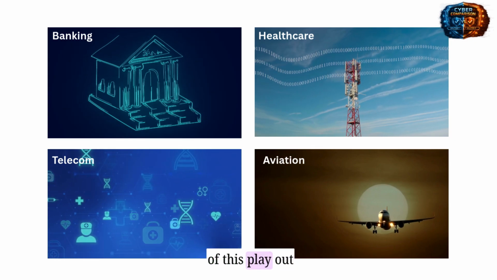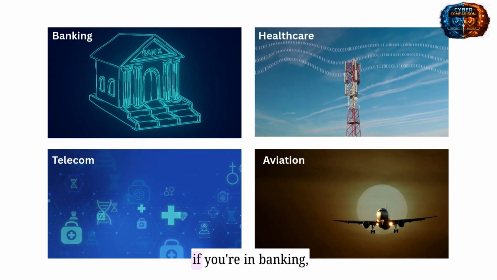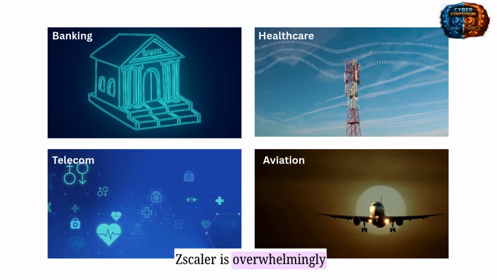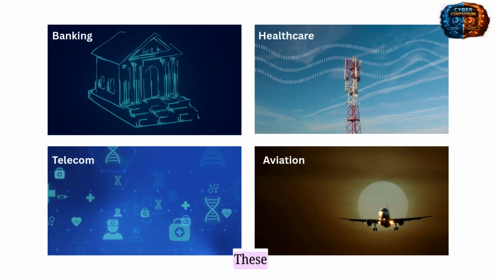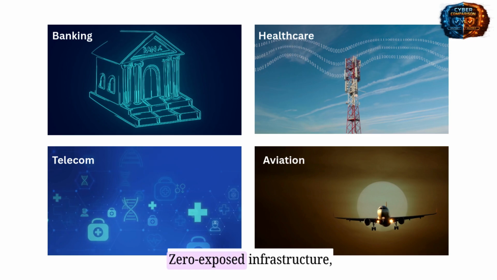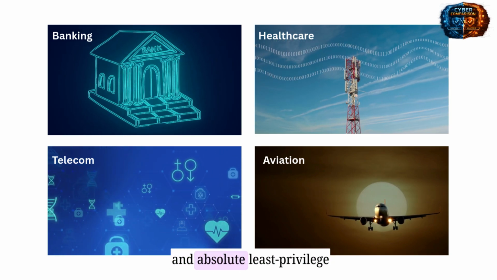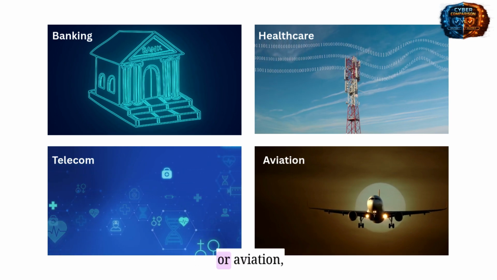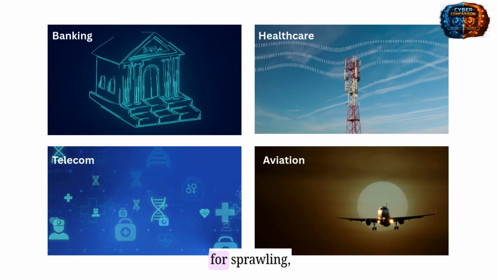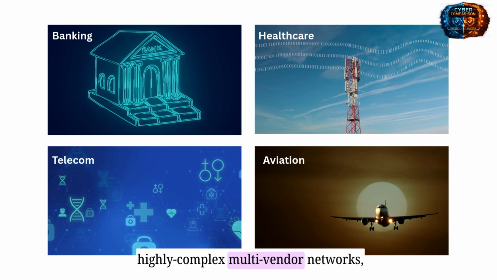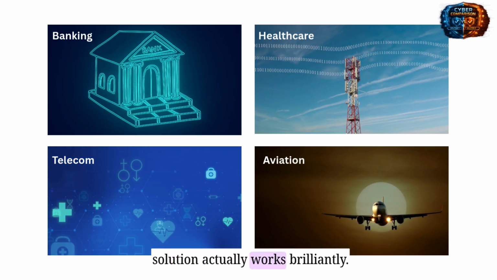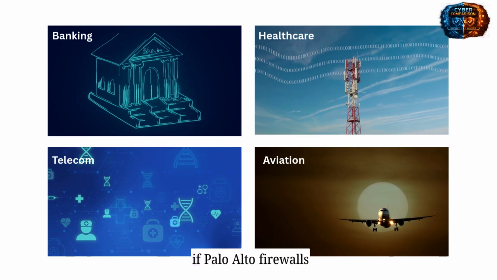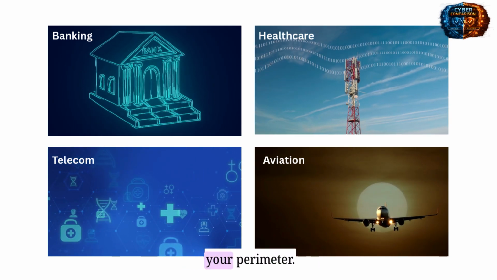So, how does all of this play out in the real world? Well, if you're in banking, government, manufacturing, or healthcare, Zscaler is overwhelmingly the recommended choice. These sectors require strict compliance, zero exposed infrastructure, and absolute least privilege access for auditors. But if you're in telecom or aviation, industries that are infamous for sprawling, highly complex multi-vendor networks, either solution actually works brilliantly. In those specific cases, Prisma is highly viable, especially if Palo Alto firewalls are already guarding your perimeter.